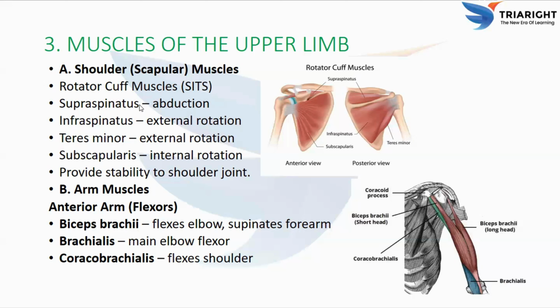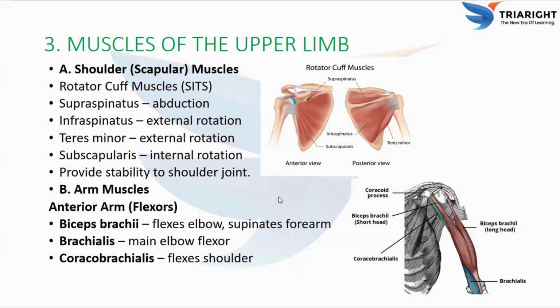Whereas infraspinatus helps in the external rotation of the shoulder. Teres minor helps in the external rotation similar to the infraspinatus. And the last one, the subscapularis, its action is for the internal rotation of the arm. So these 4 together are called the rotator cuff muscles, SITS.